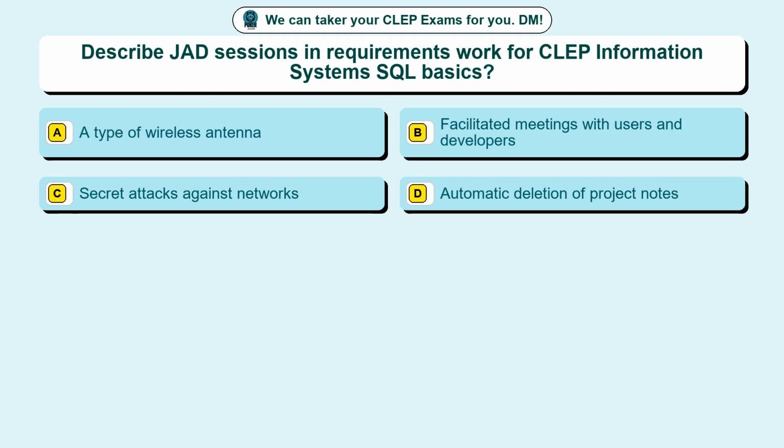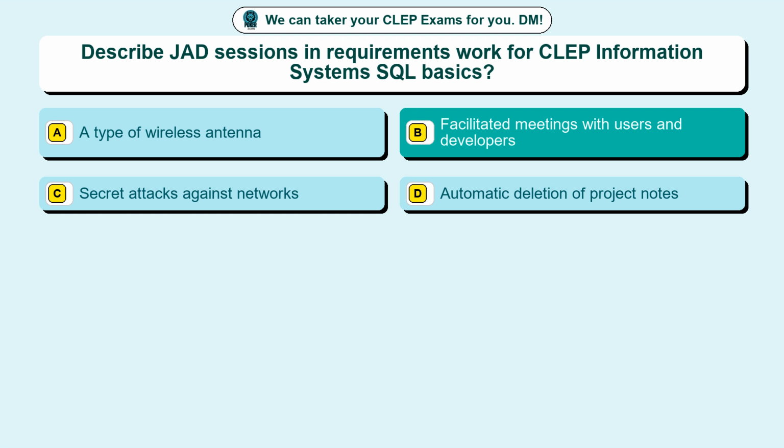Question 73. Describe JAD sessions in requirements work for CLEP Information Systems SQL Basics. Option A, a type of wireless antenna. Option B, facilitated meetings with users and developers. Option C, secret attacks against networks. Option D, automatic deletion of project notes. The correct answer is option B, facilitated meetings with users and developers.